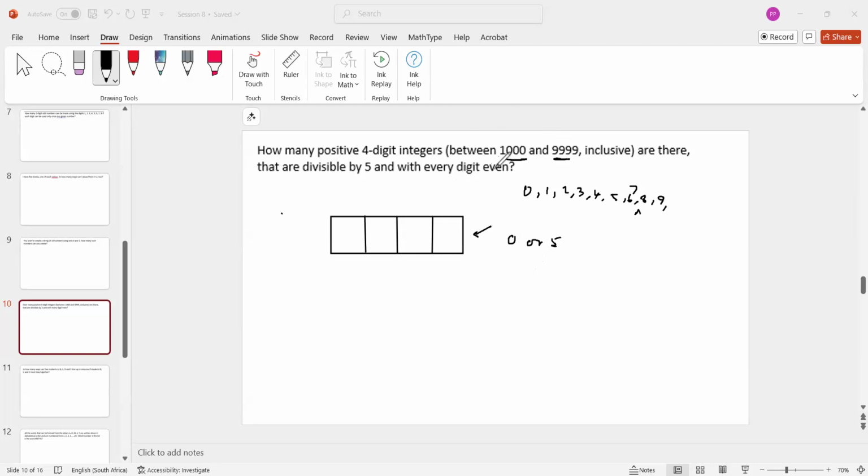Now, but every digit is even. There's another thing here. So you can't put 0, because 0 is an even number. So you can only put 5 here. You can only put the number 5. It means I have just one choice for the last digit. I have only one choice, and that is 5. Only 5 can go in here.